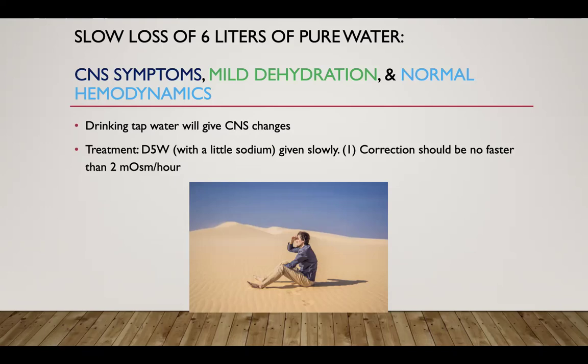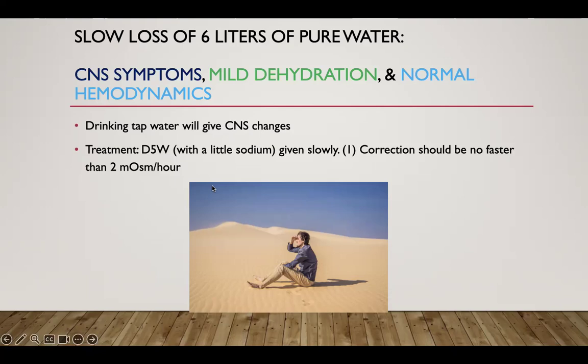Now it's not severe because now that we have the cells involved, your cells, if you remember the percentages, have a large percentage of your body weight in fluid. So now your cells have that compensatory mechanism. So it won't be severe dehydration; it'll be mild dehydration. And you will have normal hemodynamics again because now your cells are involved with compensating. Not necessarily a good thing, but that's what happens. So you have normal hemodynamics, mild dehydration, and CNS symptoms because now we're involving pure water.